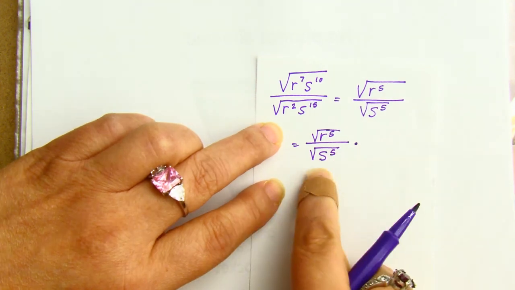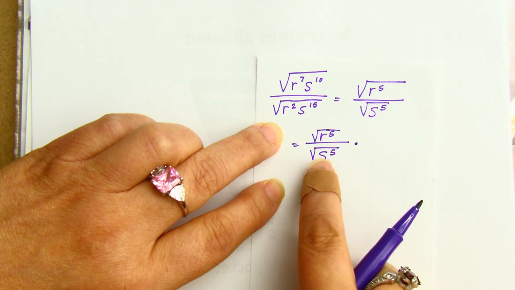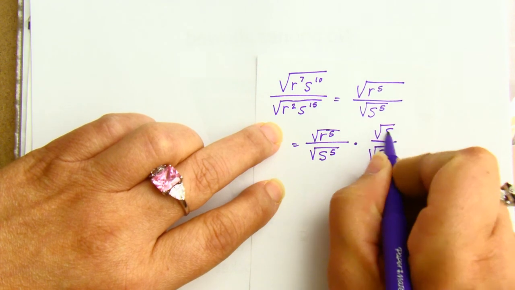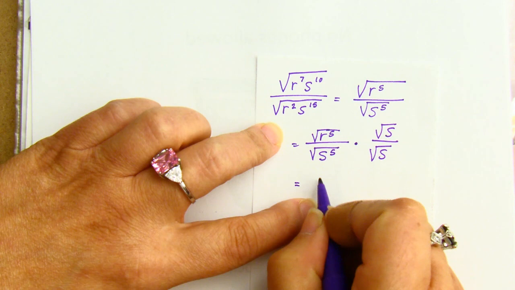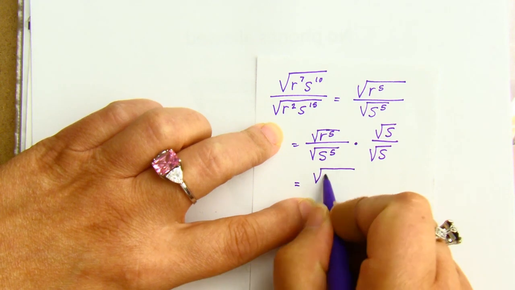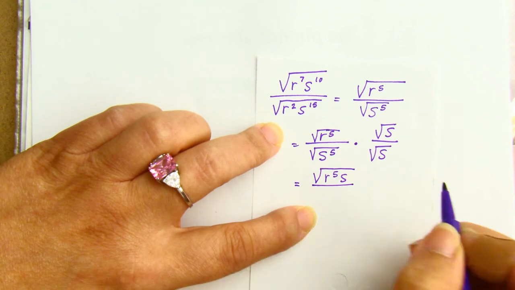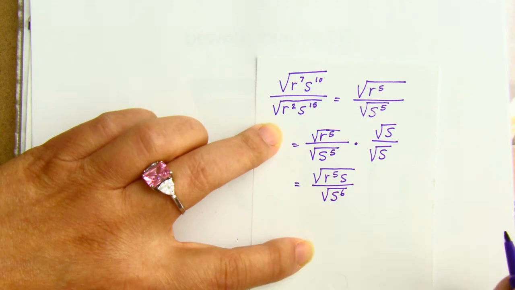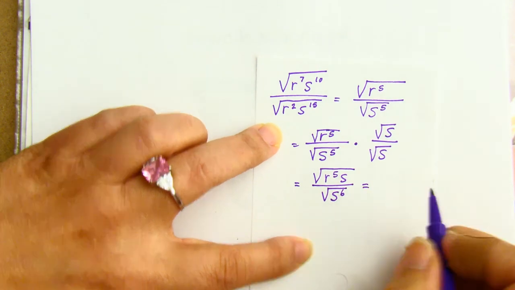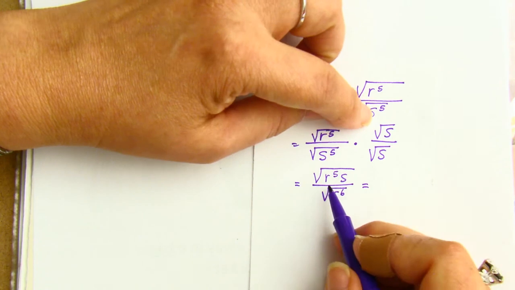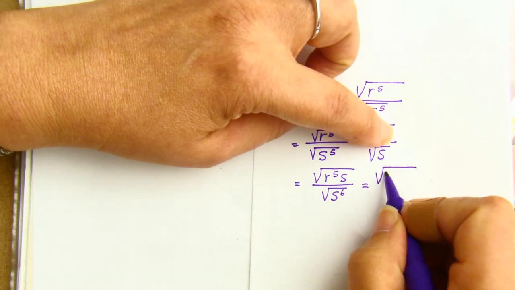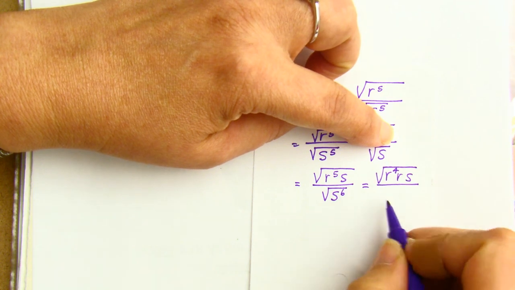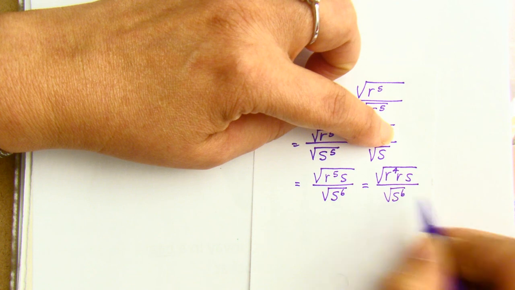And remember, my goal is to get the denominator to be a perfect square. Well, if I multiply by root s over itself, that gives me in the numerator the square root of r to the power of 5 times s. And in the denominator, this makes this the square root of s to the power of 6. I'm going to want to simplify this in the numerator, so I'm going to rewrite this as r to the power of 4 times r times s. And down yonder, I'm just going to keep it as the square root of s to the power of 6.